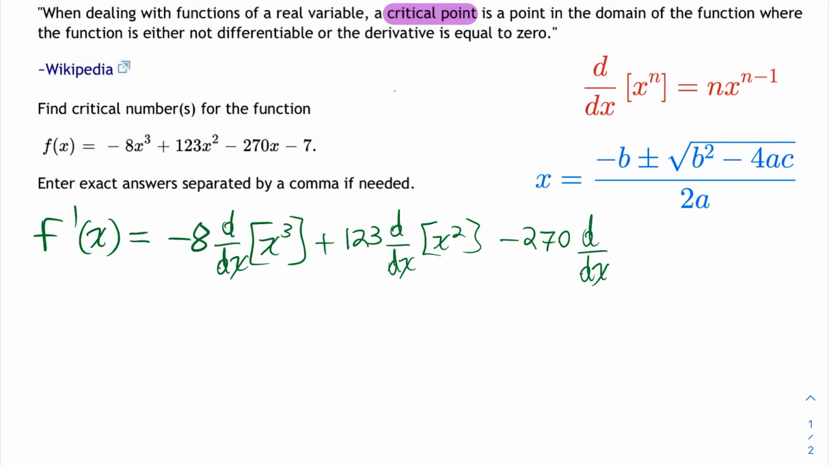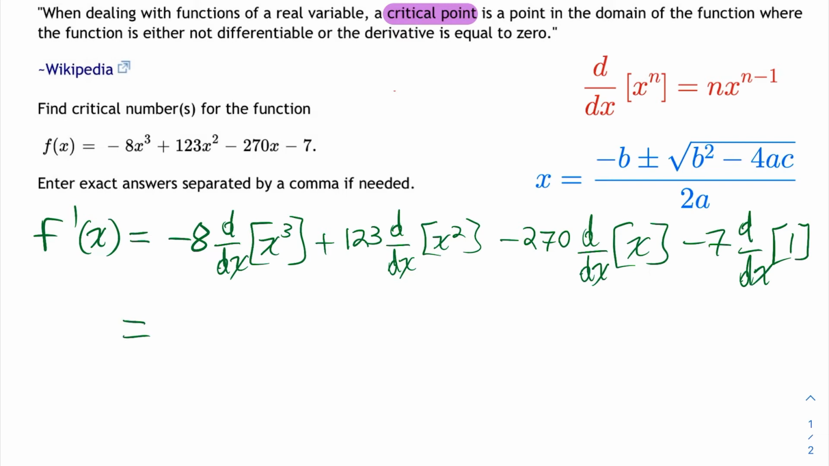And then the minus 270 I can treat as a constant and do the derivative of the power function, which would be just x to the first. And then the minus 7 is also just a constant, and I'm taking the derivative of x to the 0, which is of course 1. So I'm taking the derivative of all those power functions separately.